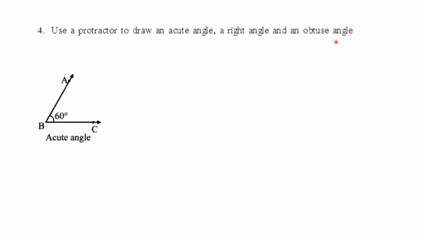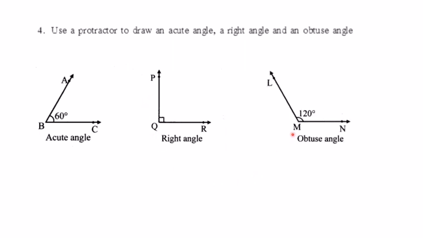So first here I have taken the measure as 60 degrees and I have made an angle, that is an acute angle. The name of the angle is angle ABC or CBA. Next, a right angle. Here I have taken the measure as 90 degrees. The name of the angle is PQR or RQP. Next, I have taken 120 degrees. The measure is less than 180 and more than 90, and I have made an obtuse angle. So, the name of the angle is angle LMN or angle NML. Now children, you can take any measure you want and you can make the angles.